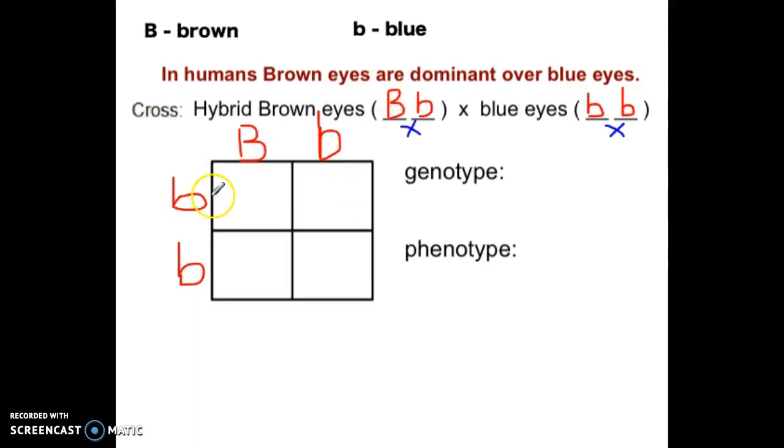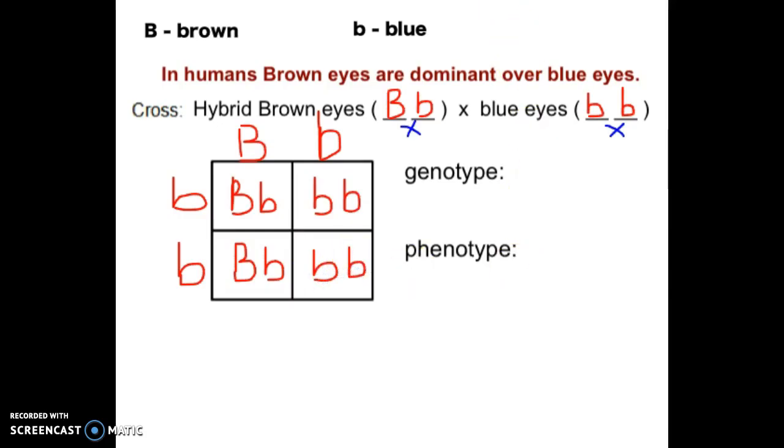From there, you complete the Punnett square. If there's a capital letter, it goes first. So this first one would have been capital B, lowercase b, capital B, lowercase b. Over here, we have two lowercase b's and two lowercase b's.